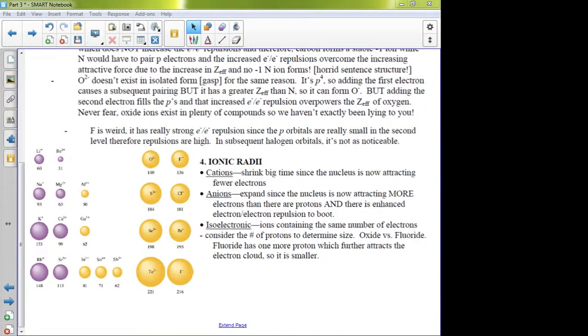Alright, so yesterday we talked about the electron affinity, and so now we're going to pick up on number 4, ionic radii. Okay, we're almost done, people. We can applaud ourselves for making it through this.